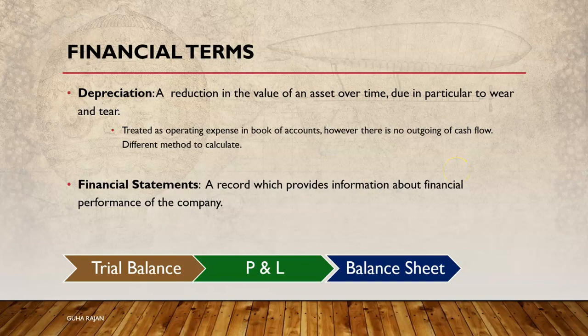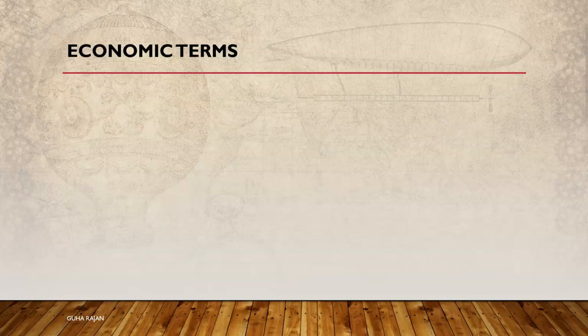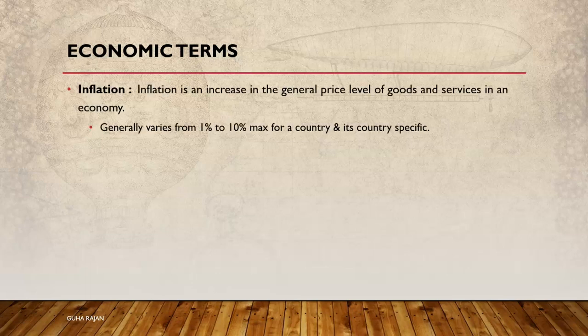Now let's look at some of the key economic terms. The first one is of course inflation. You will keep hearing inflation. Inflation is something on a year on year basis. Whatever you procure today, one year down the line the cost would have increased. The reason is inflation.